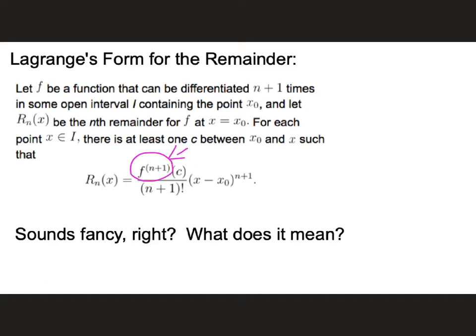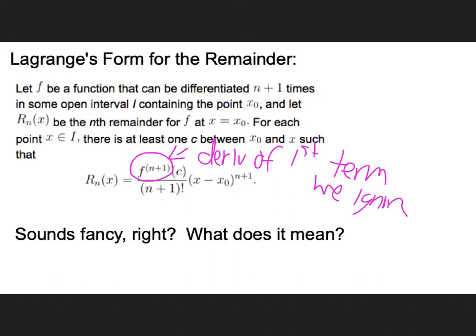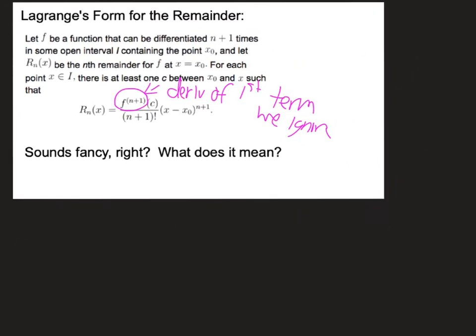This just means the n plus 1 derivative. So what that means is that's the derivative of the first neglected or ignored term, the first term we ignore. I guess it's not really the derivative of that. That's the derivative involved in that first term. So I don't know if I want to say of. Here I am hemming and hawing, and I should just start writing stuff down.